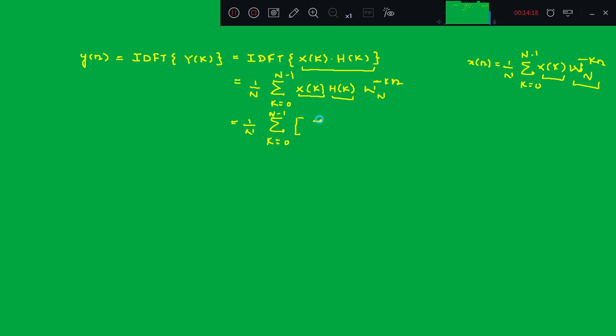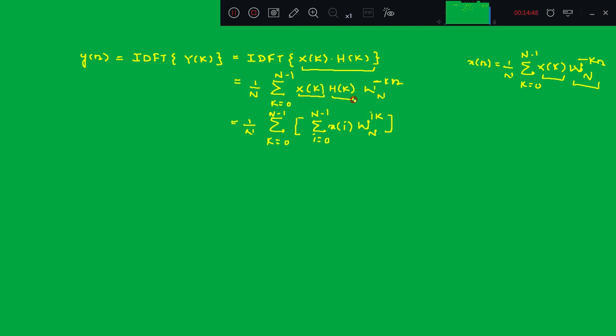So what is X of k? Just to avoid confusion, I will use a different index. So here I take i equal to 0 to N minus 1, x of i W_N, here it is nk. In place of n, the index I have taken is i, so I will write i into k. So this is the DFT X of k.